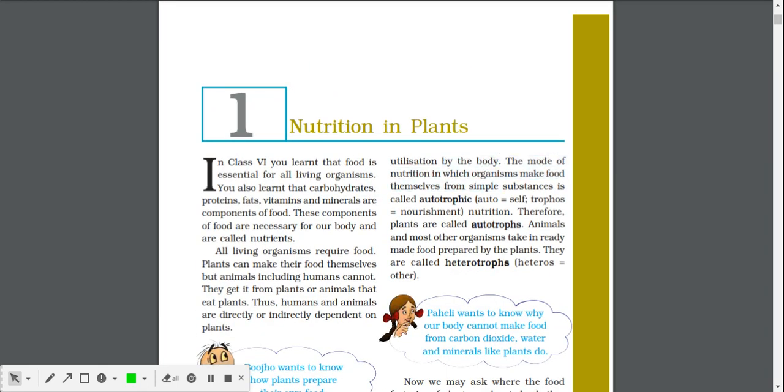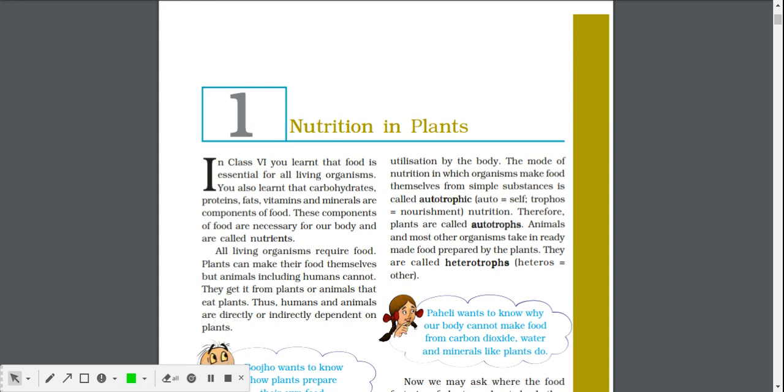The mode of nutrition in which organisms make food themselves from simple substances is called autotrophic. Those organisms which make their own food are called autotrophs, and this mode of nutrition is called autotrophic. Trophs means nourishment, auto means self, as it's mentioned over here also.